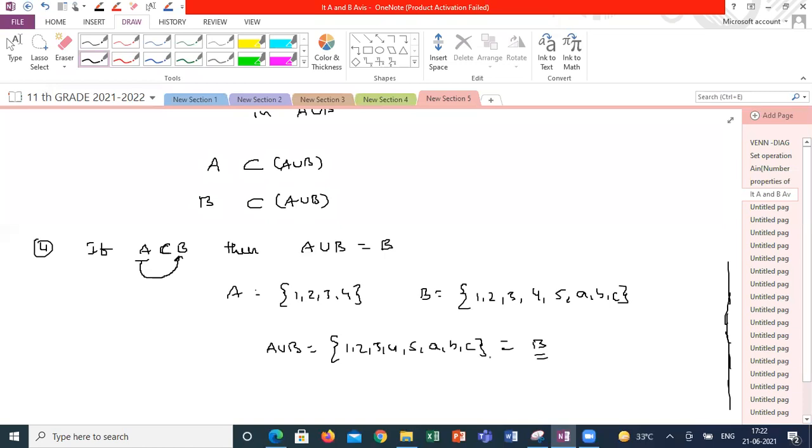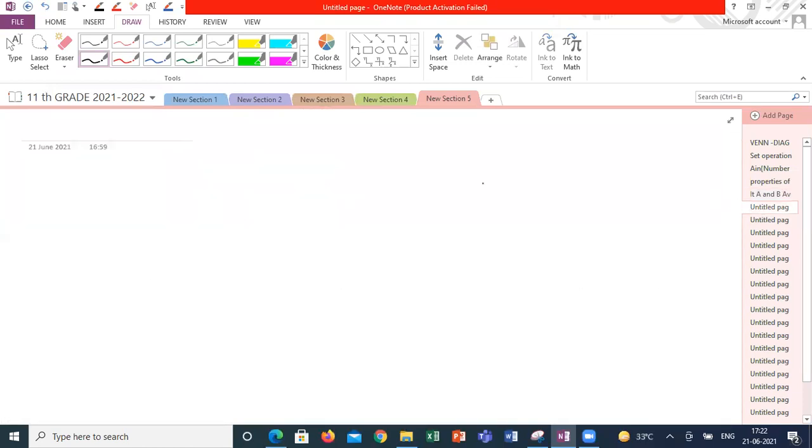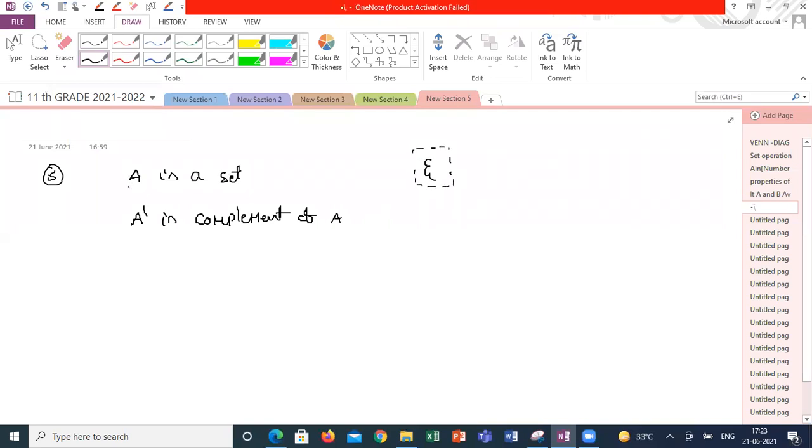Yes, sir. What is meant by the complement of a set? When I am explaining the complement of a set, it is mandatory to explain its universal set, correct? Am I right or wrong, guys? Yes, sir. So A is a set, and this is the universal set, and A dash is the complement of A. What does it mean? Consider the universal set and the elements of A. Remove those elements, and all the rest of the elements are available in A dash, correct?